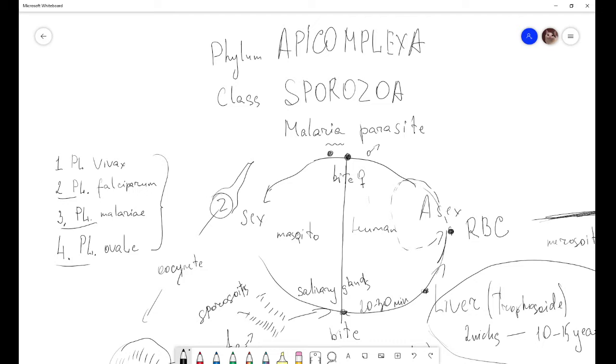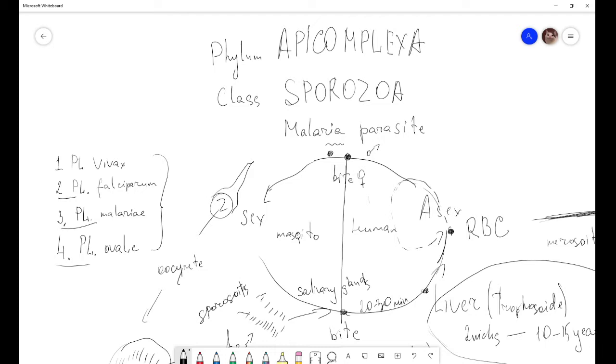Okay, what we must, from what we start. The life cycle of the malaria parasite is passed in two hosts. There is an alternation of hosts, and the life cycle of this parasite has asexual and sexual stages. There are two generations, asexual and sexual, and as I said previously, there are two hosts, the definitive host and the intermediate host.